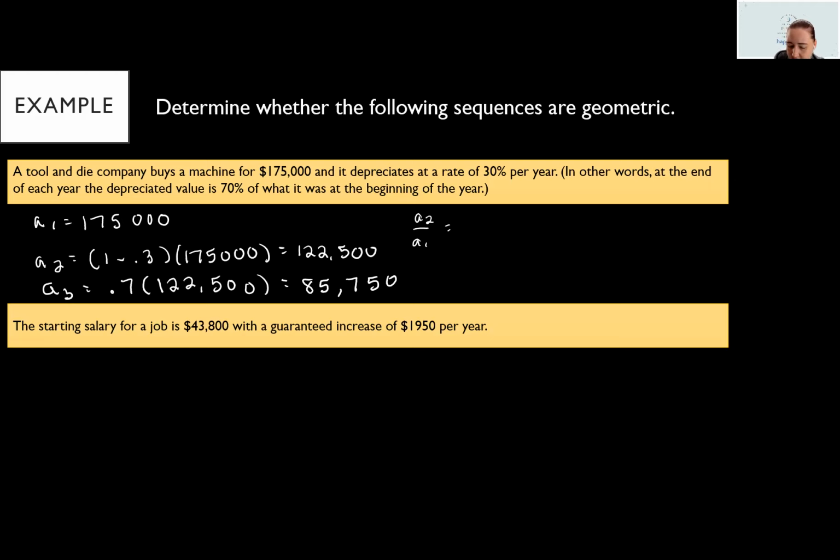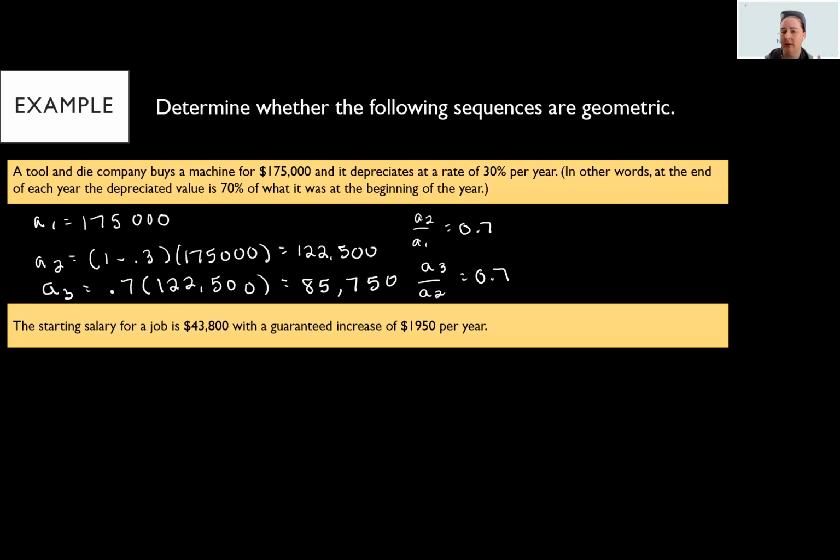That comes out to 0.7, which, hopefully, is what we wanted. And then A3 divided by A2, you do that math. That's also 0.7. So we do have the same constant ratio here. We are multiplying each term by 0.7.